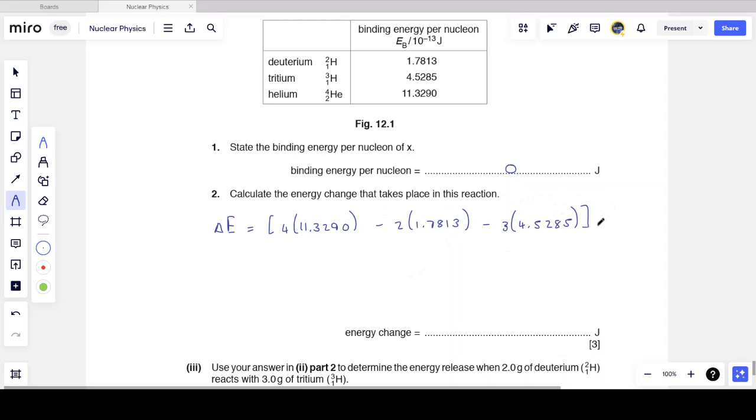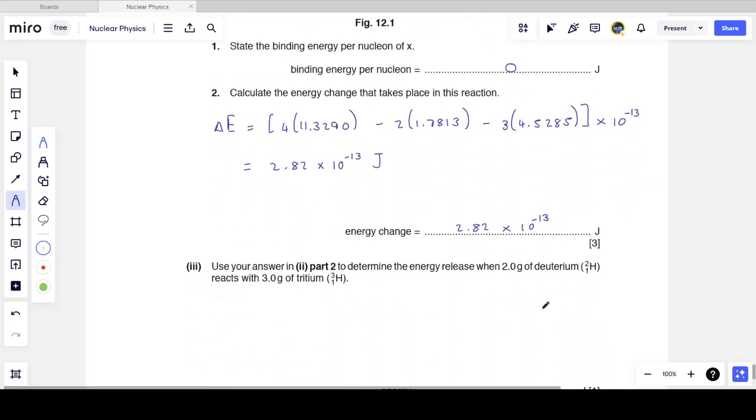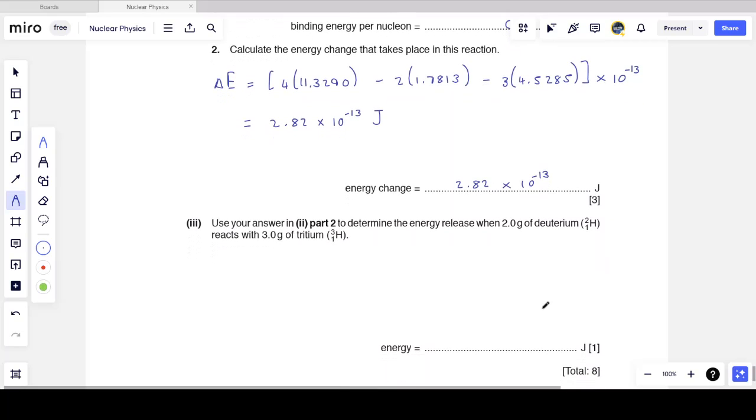And we have to be very careful. These are all in joules, and they are specifically times 10 to the minus 13 joules. So we have to multiply all of that by 10 to the minus 13. And what we get is 2.82 times 10 to the minus 13 joules. We can keep this answer to 3 significant figures. So that's the energy change that takes place in this reaction. That's the energy released for a single fusion reaction. Again, it doesn't seem like a lot of energy, but it is a lot of energy when we have multiple of these tritium and deuterium atoms undergoing fusion. And this next question will show that.